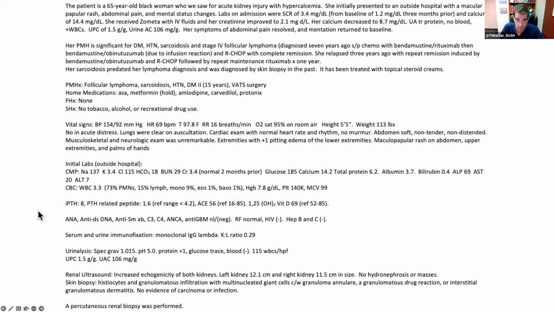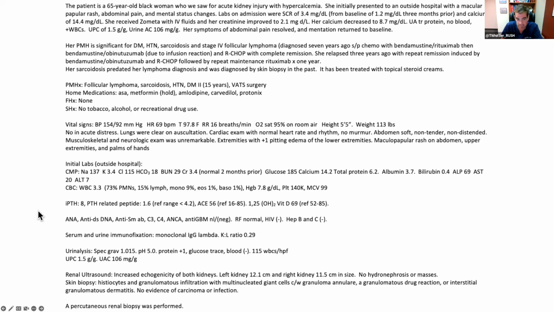Her autoimmune workup was negative. Her infectious workup was negative. She was noted to have a serum monoclonal IgG lambda on serum and urine immunofixation, and her kappa lambda ratio was 0.29. Her urinalysis shows that her urine pH was 5, the protein was 1+, glucose was trace, her blood was negative, and she had 115 white cells. Her urine culture was negative. Her urine PC was 1.5, and her urine AC was 0.106 grams per gram.